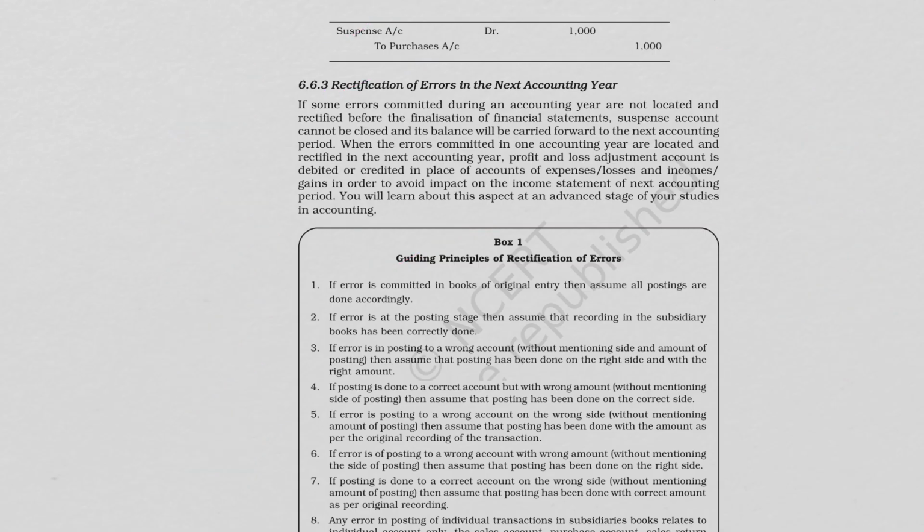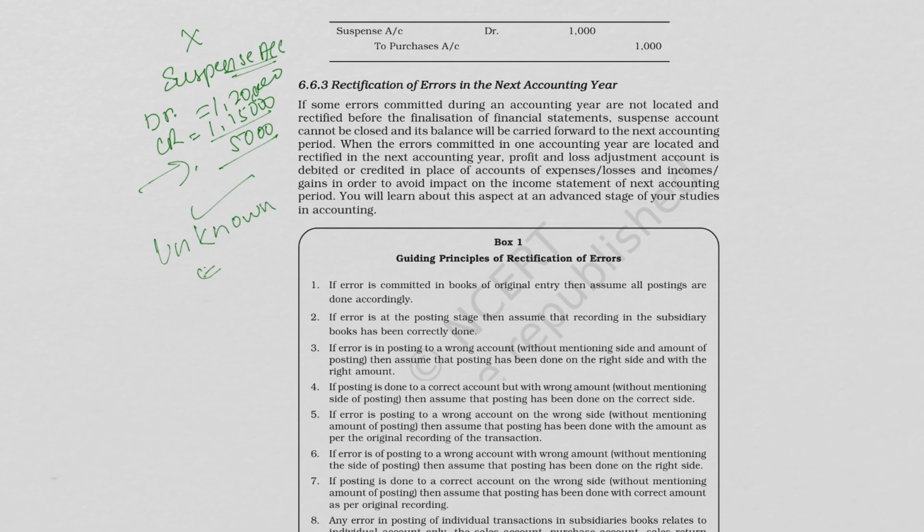Now let us see the role of suspense account. So let's recall what we have learned earlier. When the trial balance does not tally, the difference is temporarily placed in suspense account. For example, we studied if the debit side total is 1,20,000, credit side total is rupees 1,15,000, so the difference is rupees 5,000. And to make the trial balance agree, we'll create a suspense account of rupees 5,000. But now the trial balance matches, but the suspense account represents unknown errors.